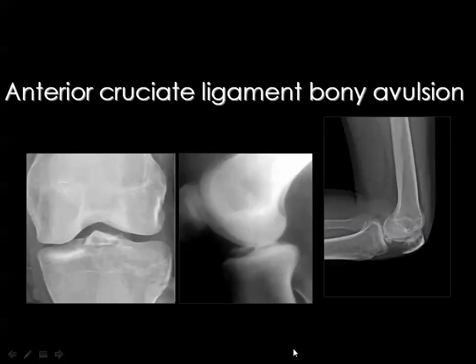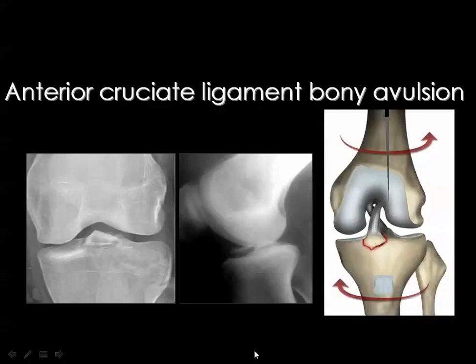Then, can you diagnose ACL rupture by plain X-ray? This is feasible. If you look here, you can see there is an avulsion of the site of the attachment of the anterior cruciate ligament to the tibia. Whenever you see a fracture in the region of the tibial spine, you may assume that the attachment site of the anterior cruciate ligament has been avulsed. Then this is the diagram showing the appearance. This is the anterior cruciate ligament, and this is the attachment site of it to the tibia.